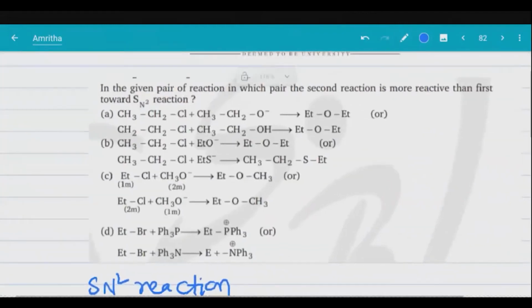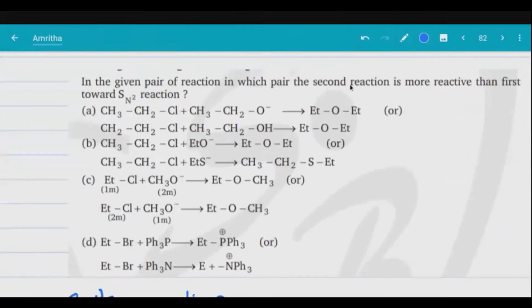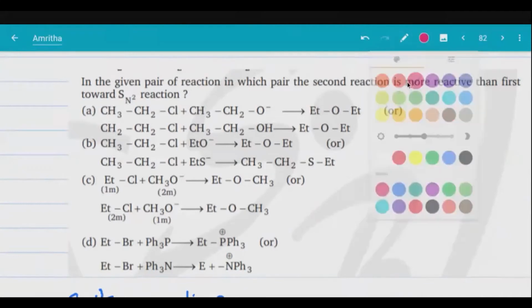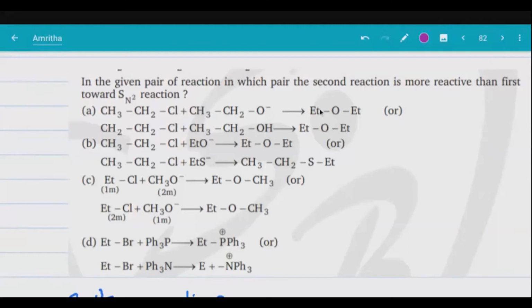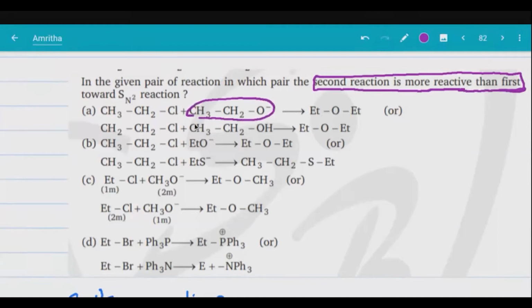Try this. Option A. First, what is the question here? The second reaction is more reactive. Today questions are lengthy, because option wise we have to check for reactivity. Second reaction is more reactive than first. First reaction, second reaction, see this. First reaction, CH3CH2O minus and OH. Rest everything is same. And which is strong nucleophile?